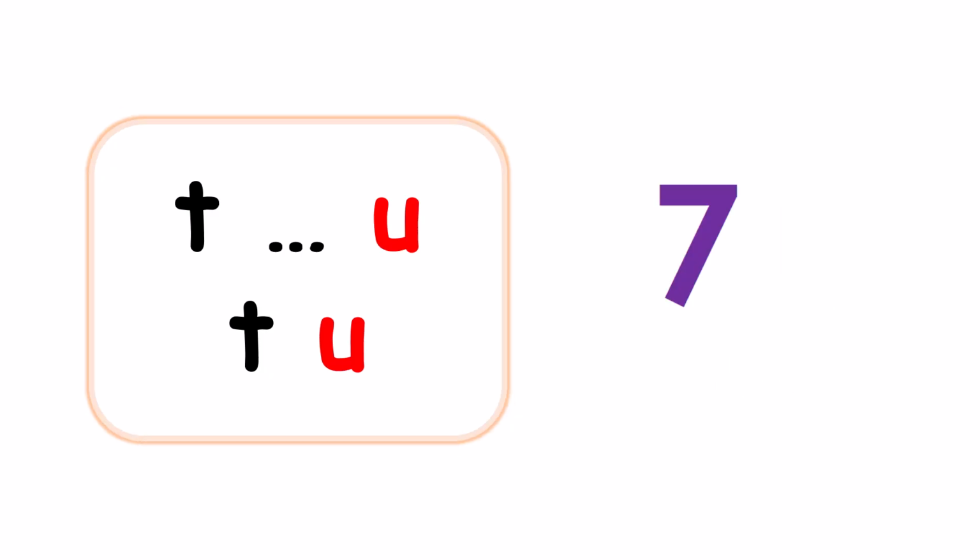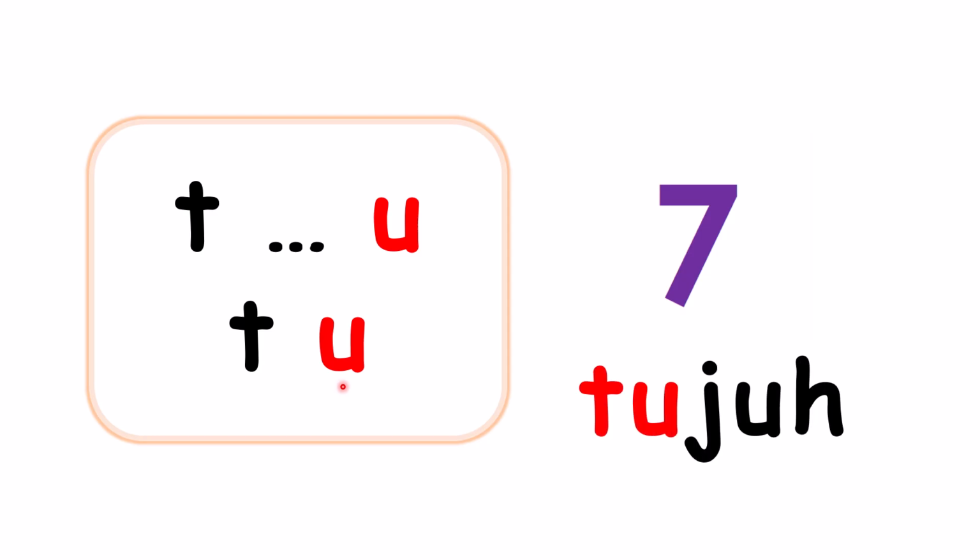Here we have t, u, tu, tu, tu. This is tu, jo, tu, jo. Tujuh, it's number 7. Let's practice some more.